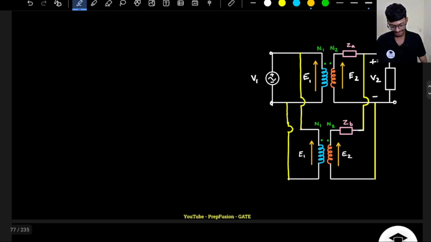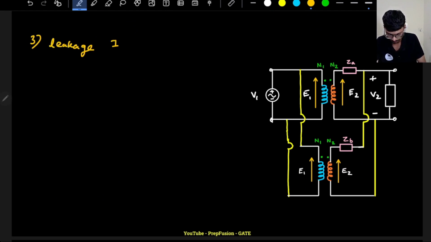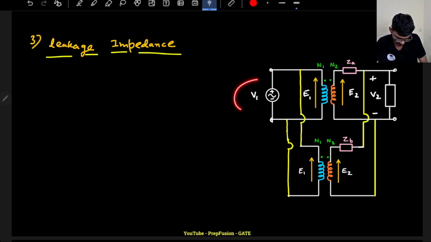Now let's discuss the leakage impedance. The third condition was about the leakage impedance. Why do we want the leakage impedance to be equal? We will discuss that. So if I see over here, I have this V1 and V2, E2 voltage, all these things here, right? All these voltages are here.